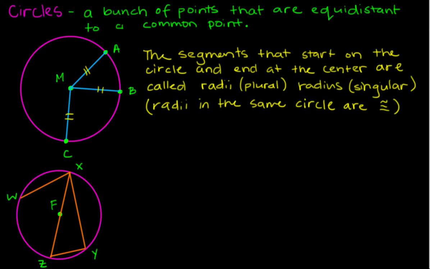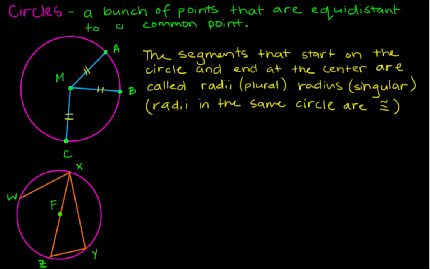But if you look closely, you'll notice that there is a segment on there, ZX, that does start at the circle, but then it ends right there at the center. So we could say that FX is a radius. We could also say that FZ is a radius, but ZX is not.